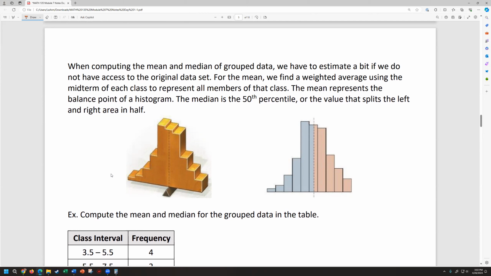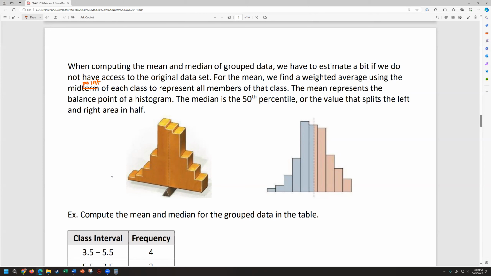So we have to estimate a bit if we do not have access to the original data set. For the mean, we will find a weighted average using the midpoint of each class to represent all the members of that class. The mean represents the balance point of a histogram. And then for the median, we'll have to find the 50th percentile, or the value that splits the left and right area to be equal.